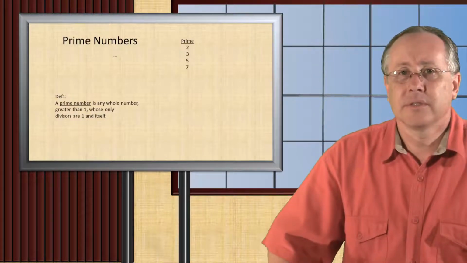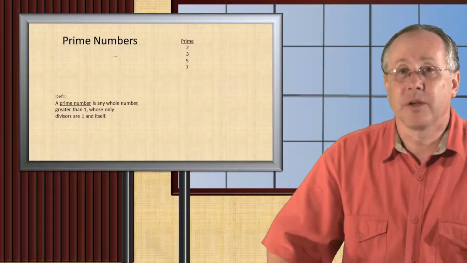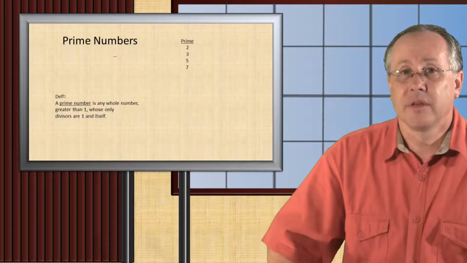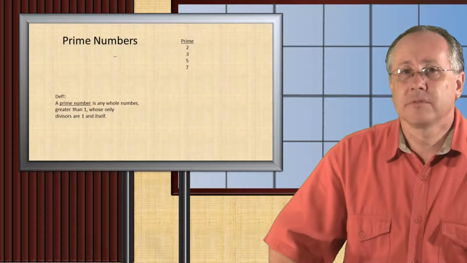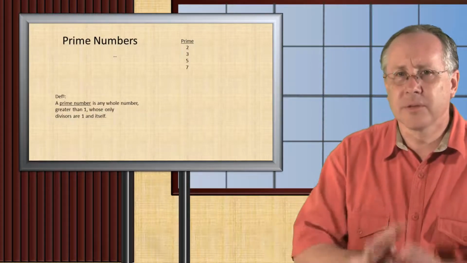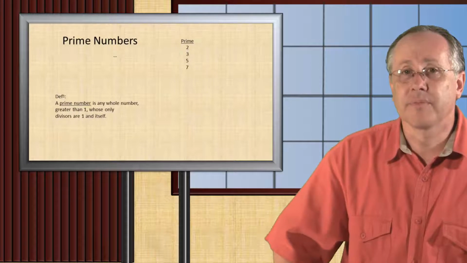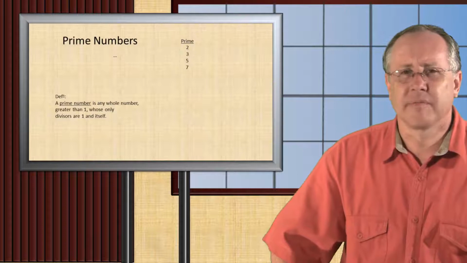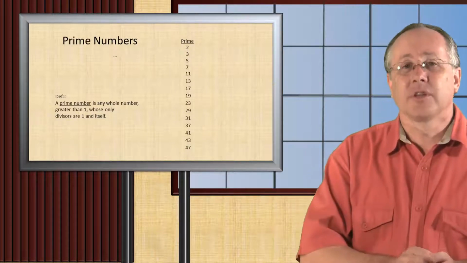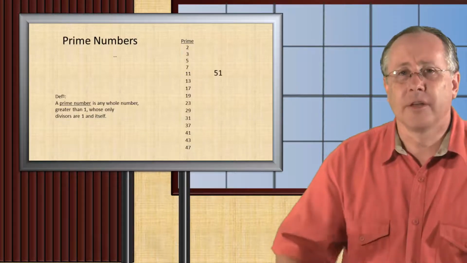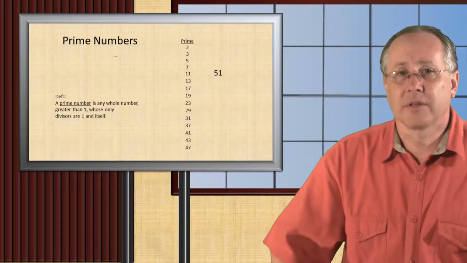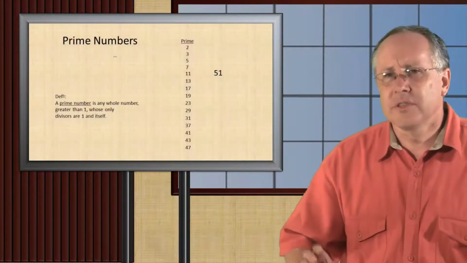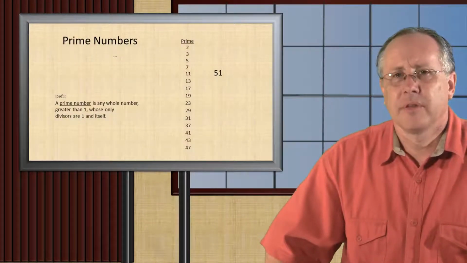41, now that's a prime number. 43, that's a prime. 47, yeah, there's none of the times tables that go into 47, so 47's a prime. 49 is 7 times 7. That one isn't. And now we get to the one that I want you to think about for a moment. Is 51 a prime number or not? So the question is, is 51 a prime?